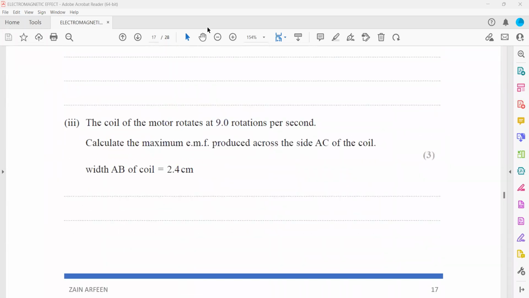Then the third part: the coil of a motor rotates at 9 rotations per second. Calculate the maximum EMF across the width of AB, which is given as 2.4 centimeter. Question 13 I will discuss fully. Questions 13, 14, and then 16 and 17.